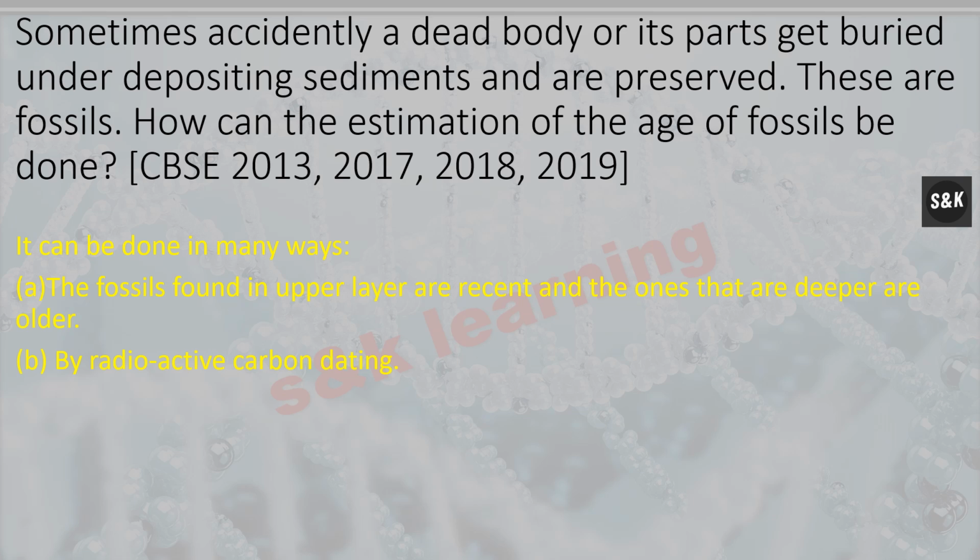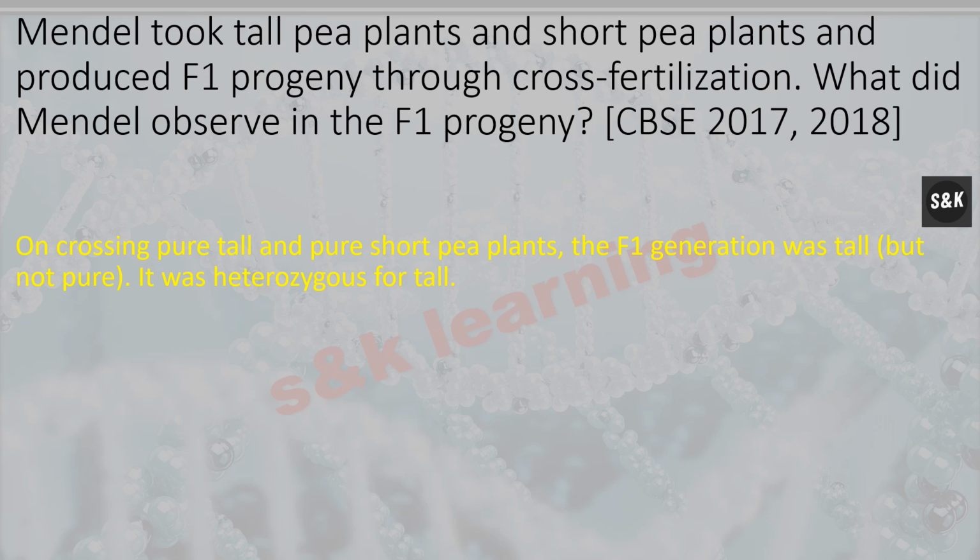Sometimes accidentally a dead body or its part gets buried under depositing sediment and is preserved. These are fossils. How can the estimation of the age of a fossil be done? It can be done in many ways. The fossils found in the upper layers are recent and the ones that are deeper are older. By radioactive carbon dating.